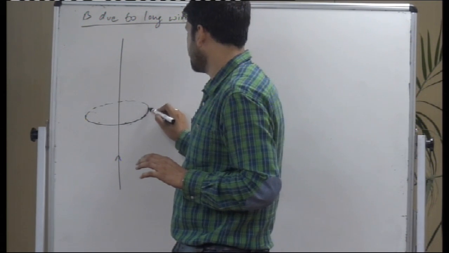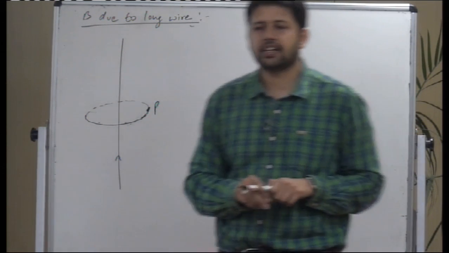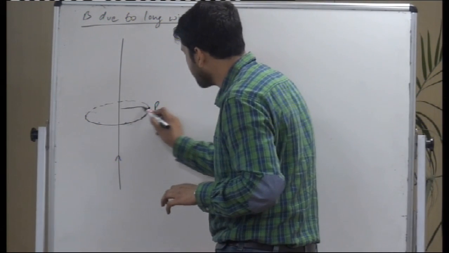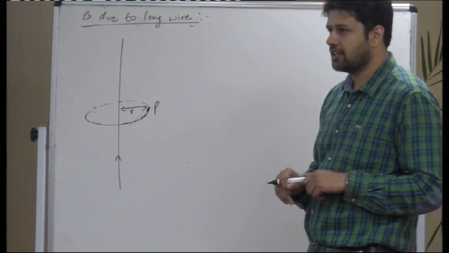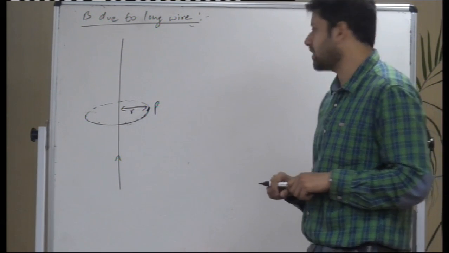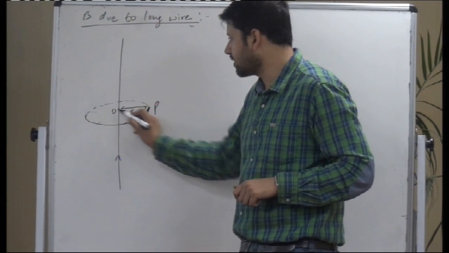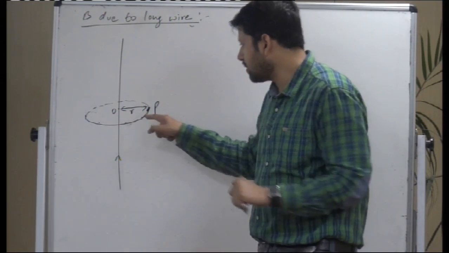So this is the kind of arrangement. Let's say we want to find the magnetic field at point P. The point P is at a distance small r from the wire. So we take a loop such that it passes through P, but its center is on the wire. We take the loop in such a manner that its center is on the wire, but it passes through P.